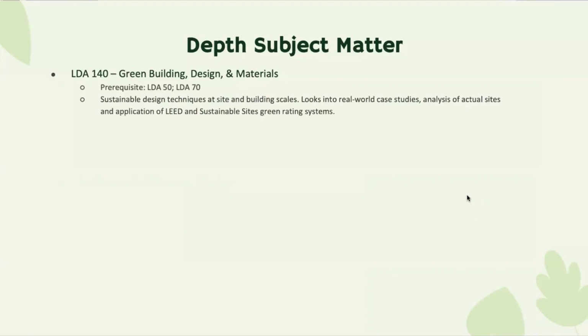Now, I will go more in depth with the courses and their prerequisites. LDA 140 Green Building Design and Materials has a prerequisite of LDA 50 and LDA 70. In this course, students will learn about different building materials and sustainable design techniques at different scales, as well as looking into real-world cases and being able to analyze and rate real sites.